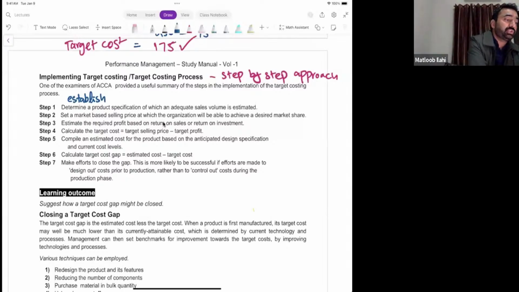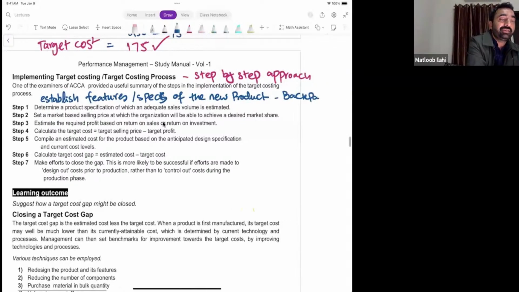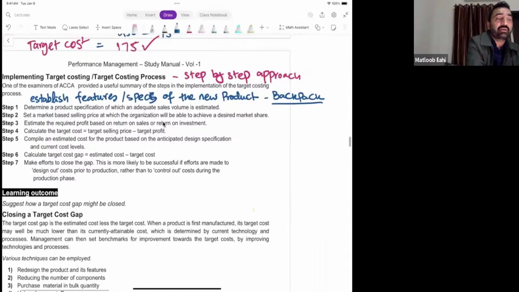So establish the features or specs of the new product, that is a backpack, let's say a backpack or any product.